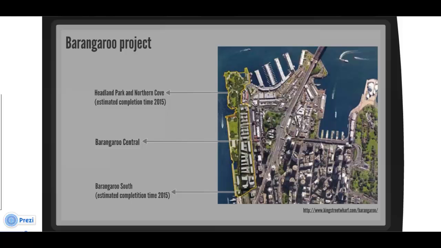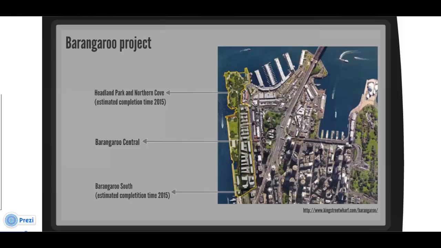Barangaroo is located along the Sydney Harbour, between King Street Wharf and Walsh Bay. The project consists of three parts: Barangaroo Central, Barangaroo South, and Headland Park. The Barangaroo Central consists of culture and civic center, which can be used for leisure activities, events, and others. The Barangaroo South consists of commercial, retail, residential precincts, and water promenade. The site is owned by New South Wales Government.